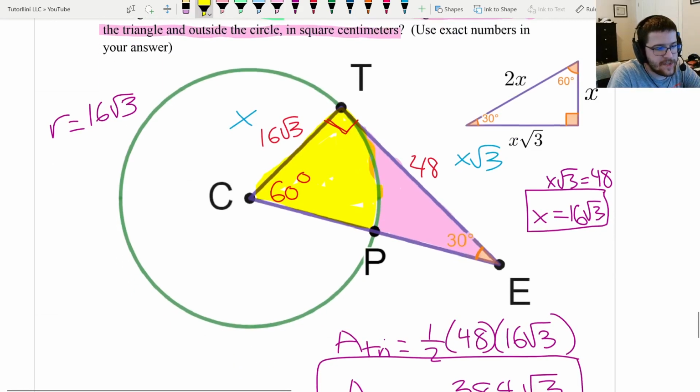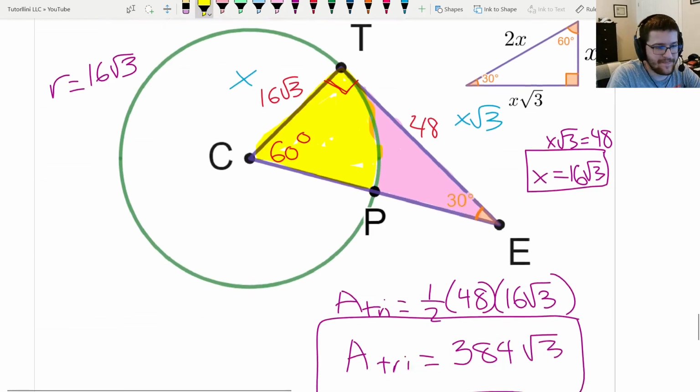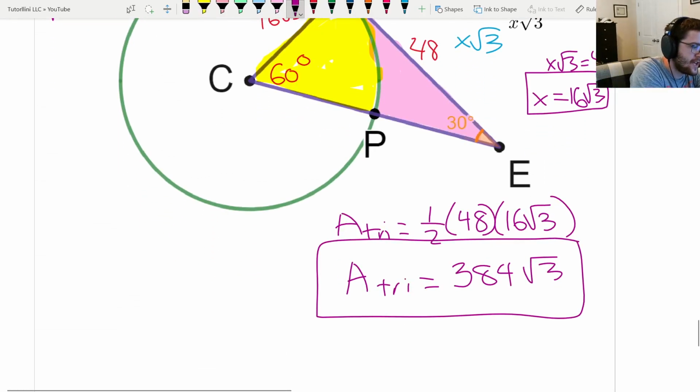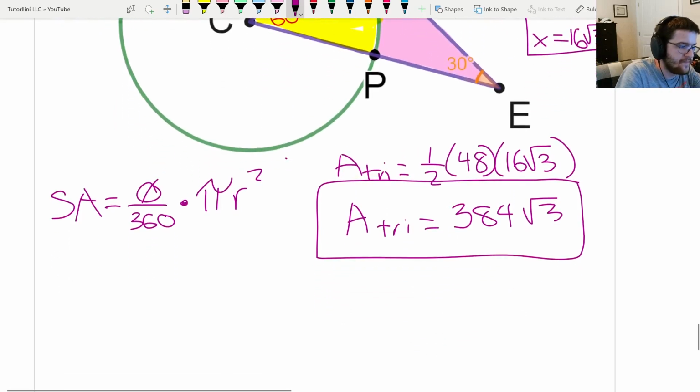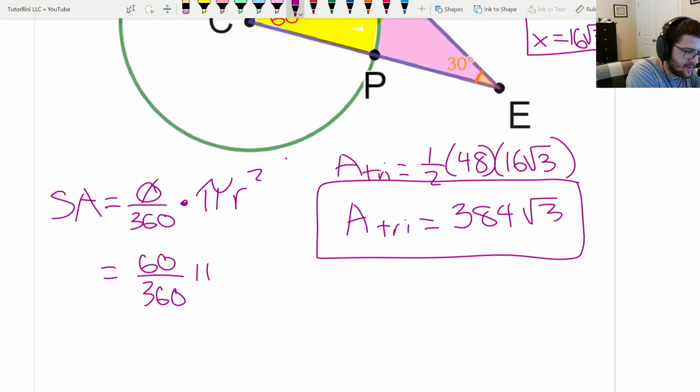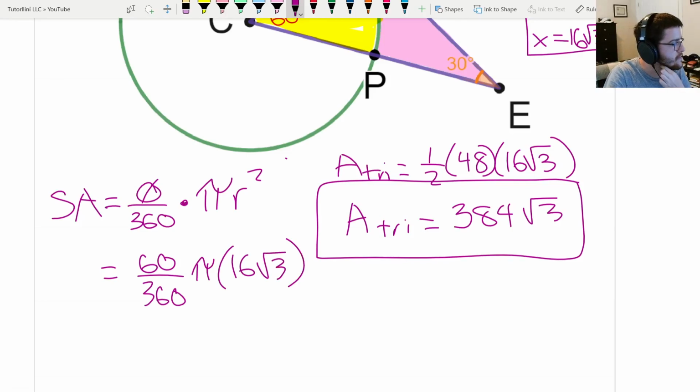So that little yellow piece is called a sector. The equation for sector area, SA I sometimes call it, is theta over 360 times pi r squared, where theta is the central angle. So we're going to do 60 over 360 times pi, and then the radius we already talked about is 16 root 3. And that's got to be squared. I forgot to square that.